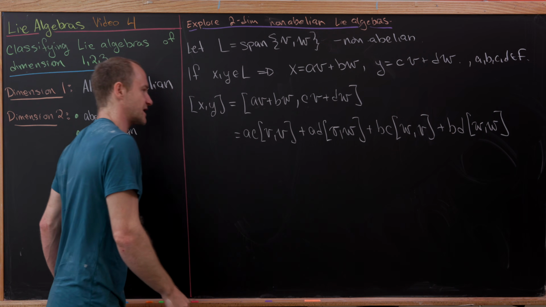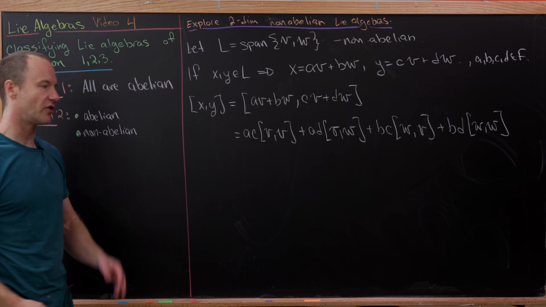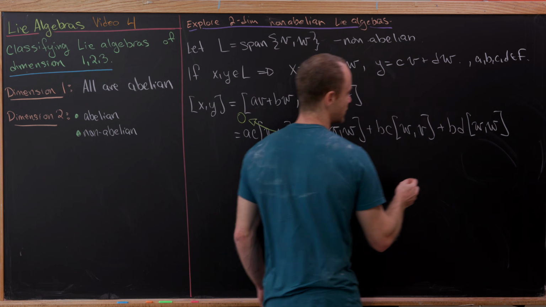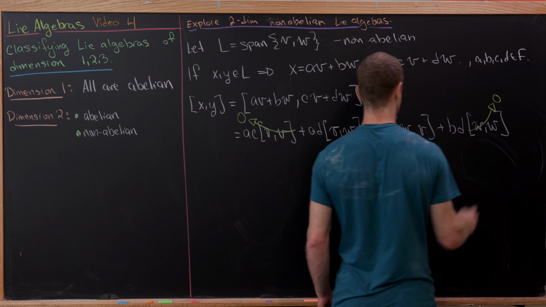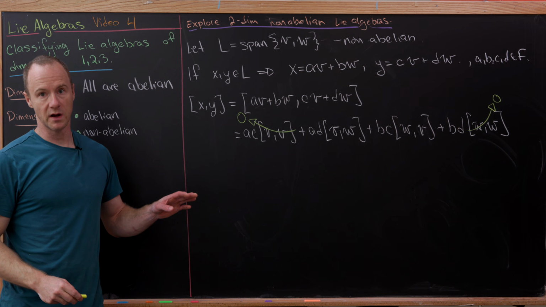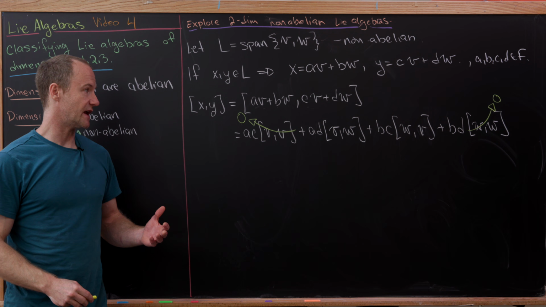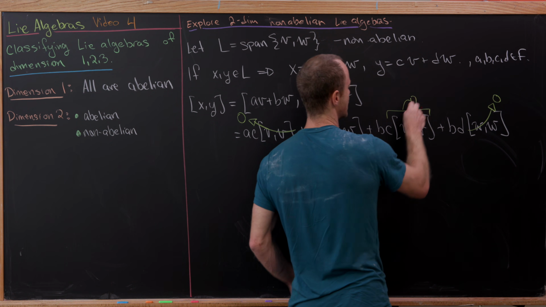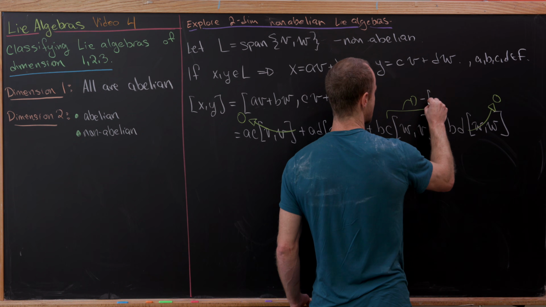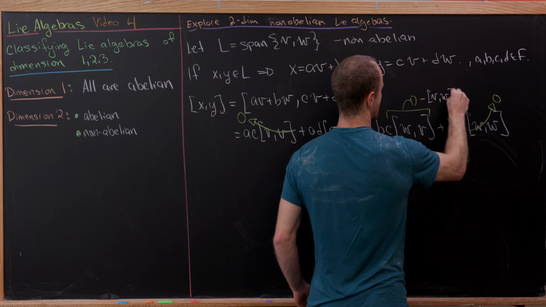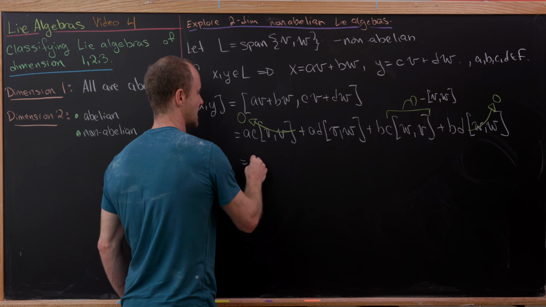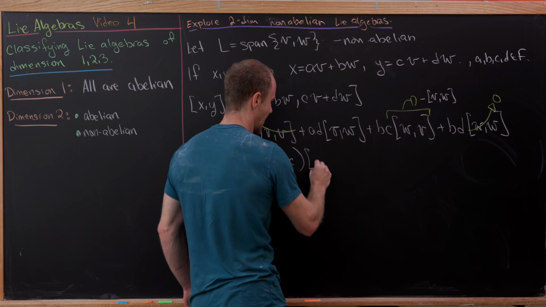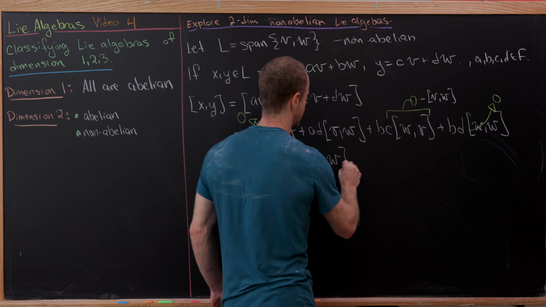But now, of course, we know that some of these are equal to 0 by the alternating property of the bracket. So in particular, this is equal to 0 and this is equal to 0. Furthermore, again by the alternating property of the bracket, we know that the bracket of w with v is the same thing as negative the bracket of v with w. So that means here we can write this as ad minus bc, and then the bracket of v with w.